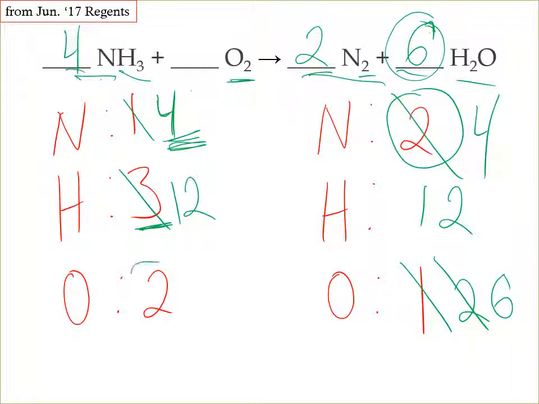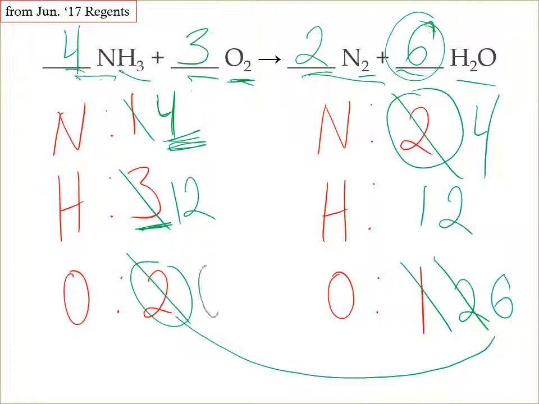So I need to make these 2 look like these 6. And to do that, I can just write a 3 right there. 3 times 2 is 6 oxygens on the left, to balance the 6 times 1, which is 6 oxygens on the right. Now we're balanced. 4, 3, 2, and 6 cannot be reduced. So 4 NH3s plus 3 oxygens, O2, yields 2 of the N2s plus 6 waters. That's my balanced chemical equation.